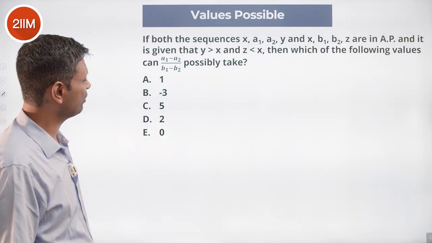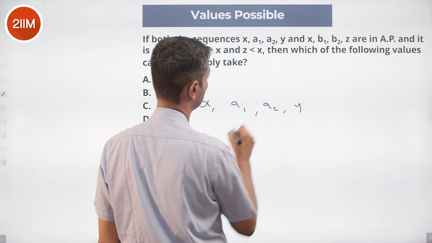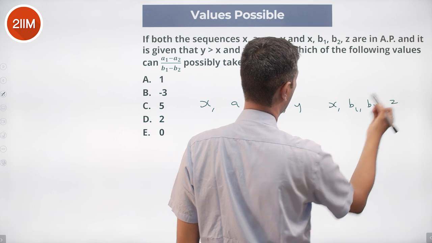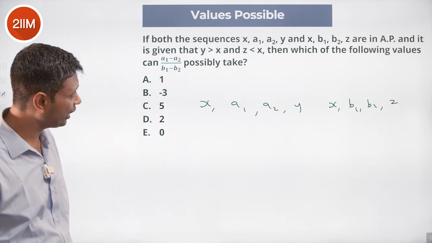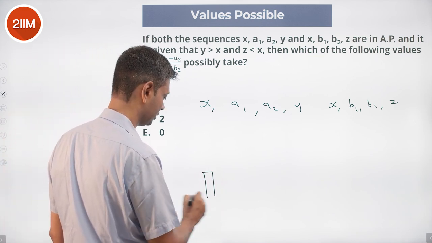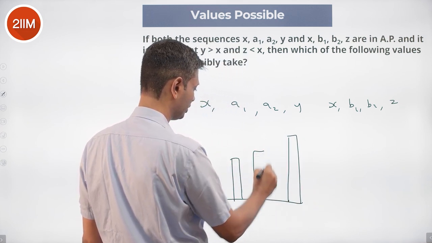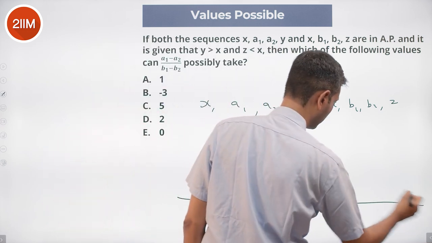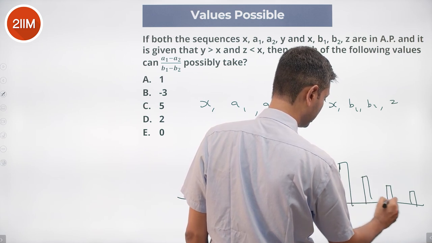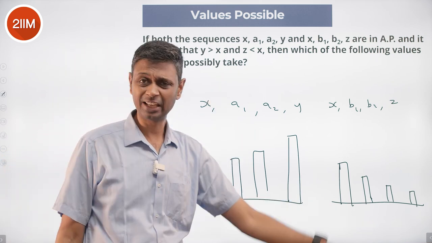If both the sequences X, A1, A2, Y and X, B1, B2, Z are in AP, and it is given that Y is greater than X and Z is less than X, so X is like this, Y is greater, or there's an increasing AP here. Z is less than X, or there's a decreasing AP. Both arithmetic progressions. There's an increasing AP. That's a decreasing AP. Nice.